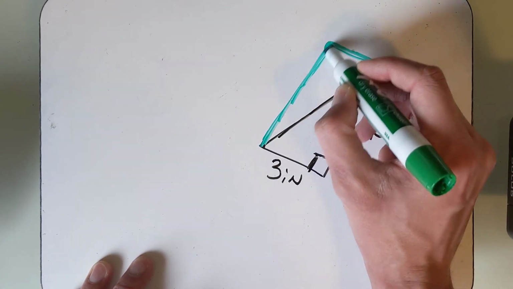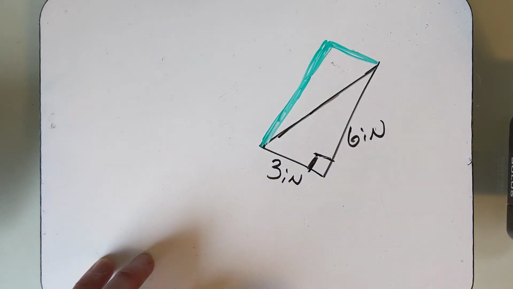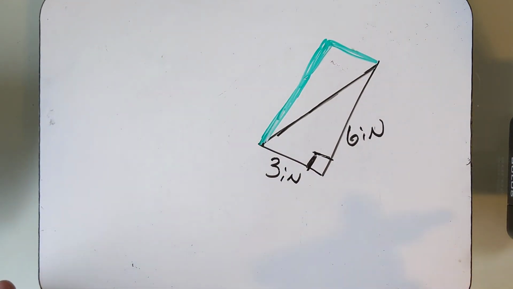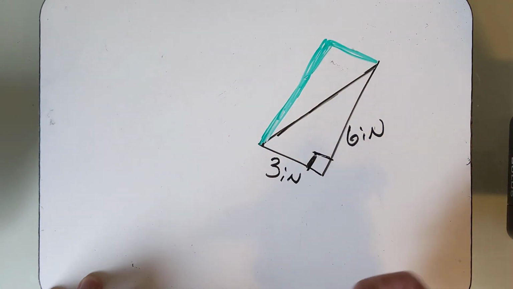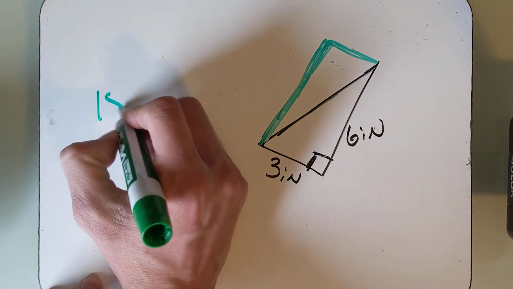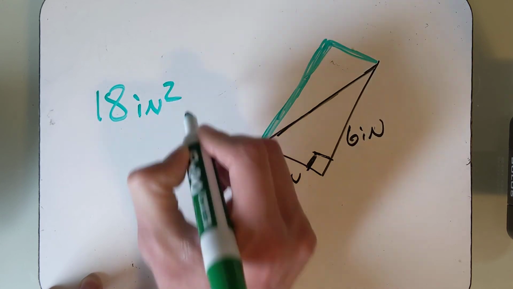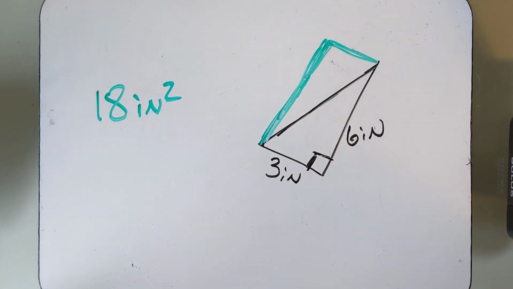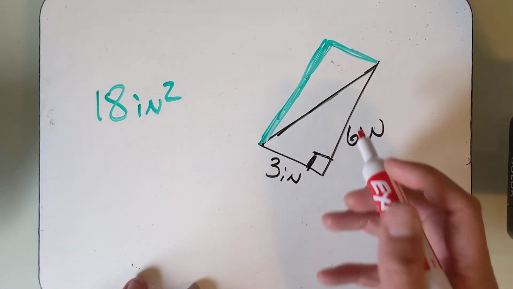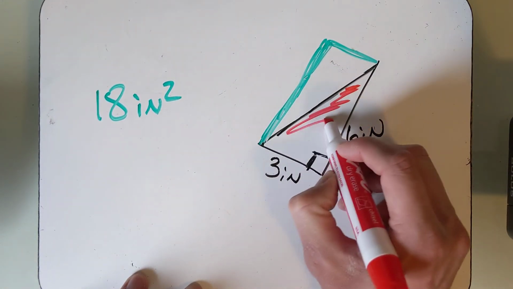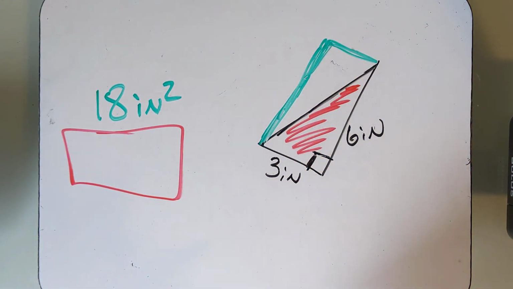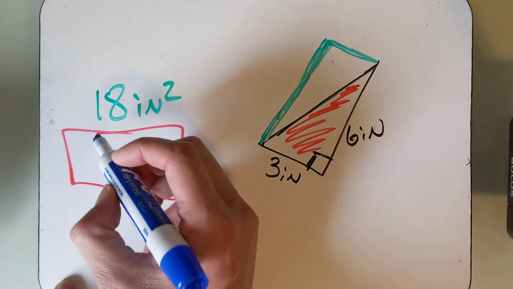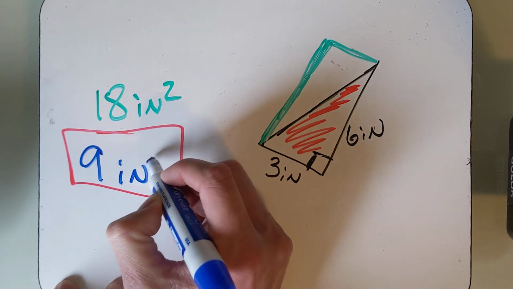So here it looks like we have a rectangle. We know that the area of a rectangle is just going to be the base times height, right? So it'd be 3 times 6 for the whole thing. 3 times 6 is going to give us 18 inches squared, right? So again, we're only looking for half of that though. We're only looking for this half. So again, what would half of 18 inches squared be? It would end up being 9 inches squared.